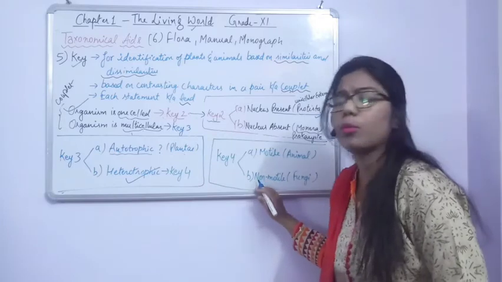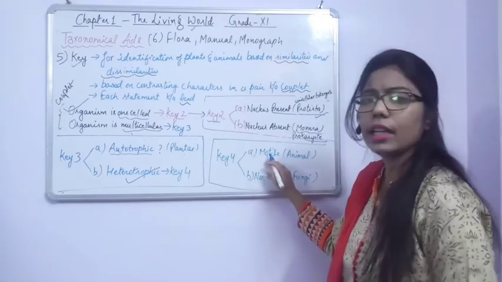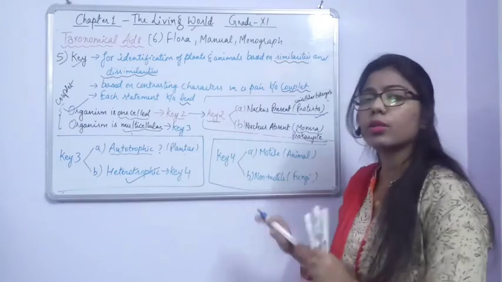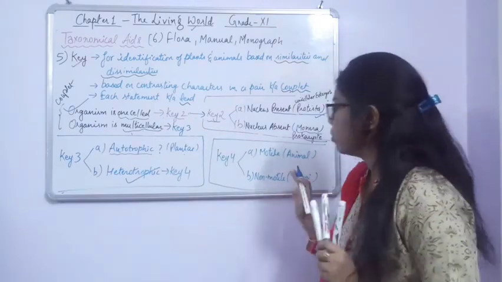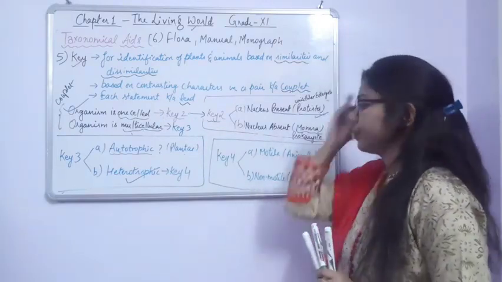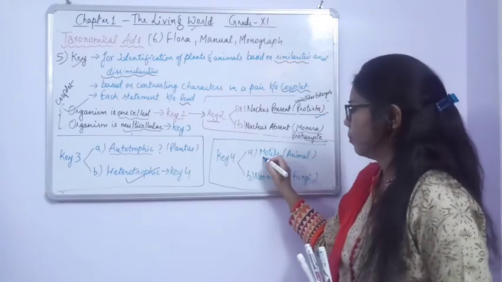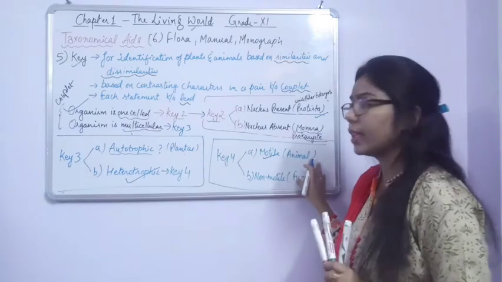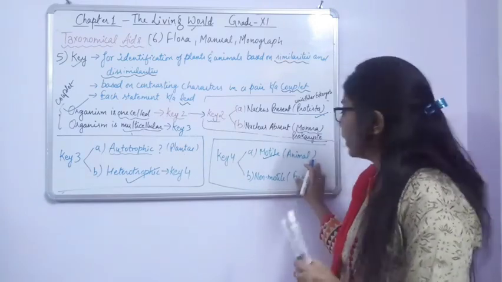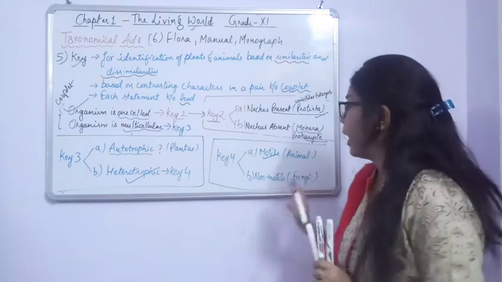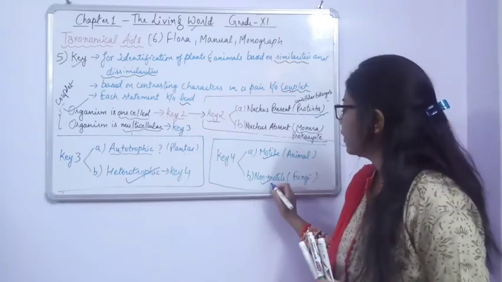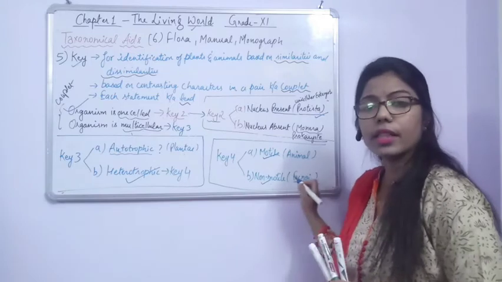Motile and non-motile. Now, what is the meaning of motile? Those that can move from one place to another. And what are the non-motile? Those that cannot move from one place to another. Now, if you observe that it is motile, you will get your answer: animal. It means the sample you have is somehow an animal. And if you observe that it is non-motile, you will get your answer: fungi.